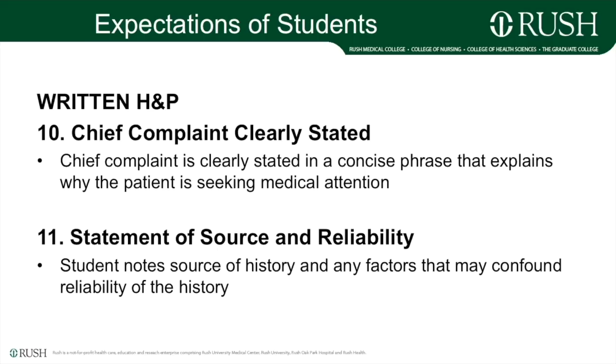The rest of the items in the grading rubric will pertain to the written H&P that you will submit on Blackboard. Number 10, clearly state your chief complaint. Number 11, you should include a statement of the source of the history as well as their reliability. Please note any factors that may confound the reliability of the historian.